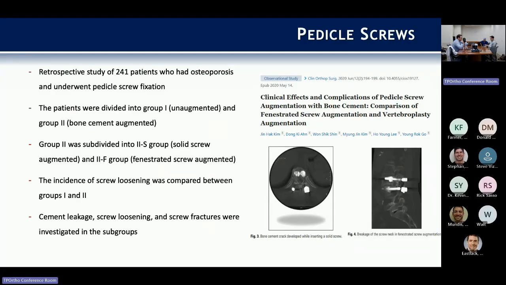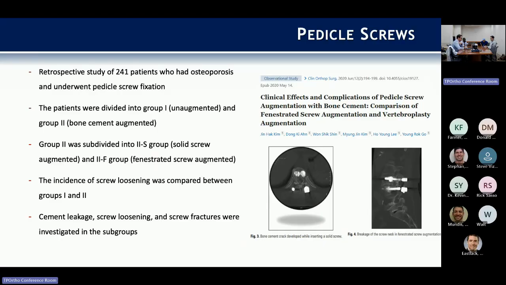Here's another 2020 study that looked at the effects of cement augmentation, specifically fenestrated screws versus vertebroplasty. So it compares the two. I know we've seen both of those this year already. This was a large retrospective study of 241 patients that showed screw loosening was reduced from 50% in the unaugmented group to 7% in the augmented group. Cement leakage outside of the bodies occurred in both groups, but was asymptomatic. And fenestrated screws had a slightly higher fracture rate compared to the non-solid screw group, at only 5%.